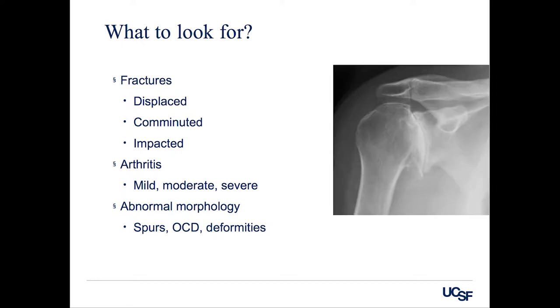So here's an example of severe arthritis in the shoulder. So it's bone on bone here. And then there's an osteophyte here, a bone spur below here. That's a secondary reaction to the arthritis. And then this is an OCD.